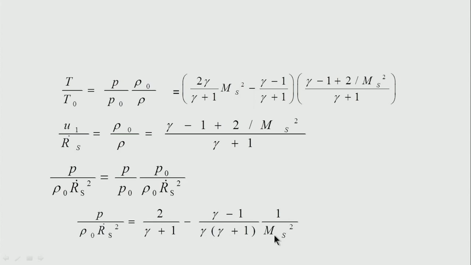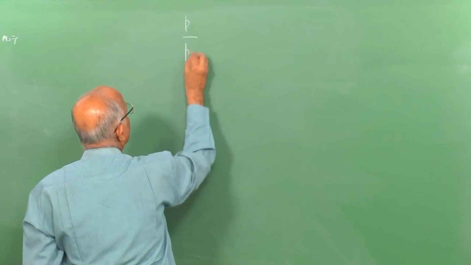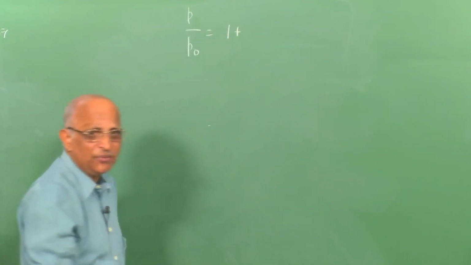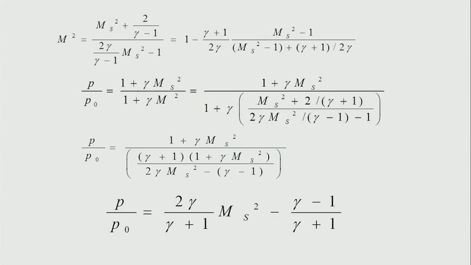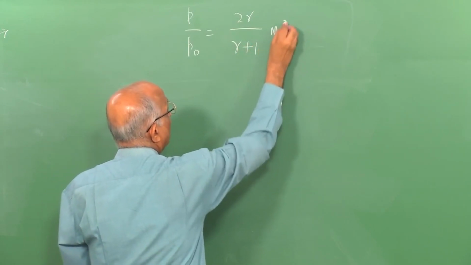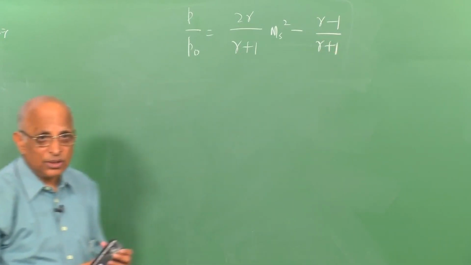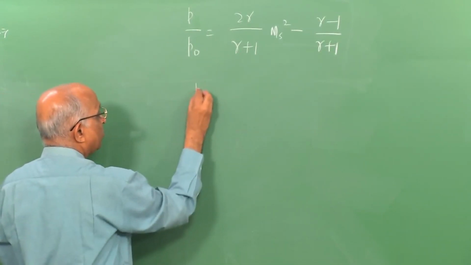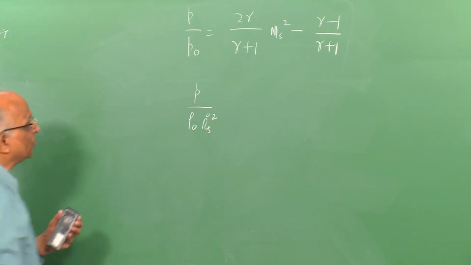Maybe I will just do this on the board, because this is an expression which I will be using. Let us therefore just complete this part and be done with it. We have p by p 0 is equal to, what was the expression we had? P by p 0 is equal to, as Mach number increases, the p by p 0 increases, 2 gamma divided by gamma plus 1 into Ms square minus gamma minus 1 divided by gamma plus 1, you will recall this. And I am interested in the expression of p 0 by the dynamic pressure associated with the shock front moving with a velocity Rs dot.